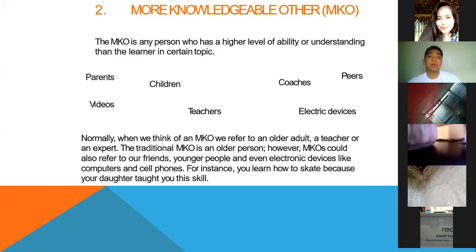For the more knowledgeable other, the MKO is any person who has a higher level of ability or understanding than the learner in a certain topic. From the words more knowledgeable other, it means someone who knows more than you. Before, people think of it as usually the teachers, the parents, coaches, but no. It could also be your friend of the same age. It doesn't necessarily mean that an MKO is older than you. It could also be your children. It could also be your peer, your colleague of the same age.